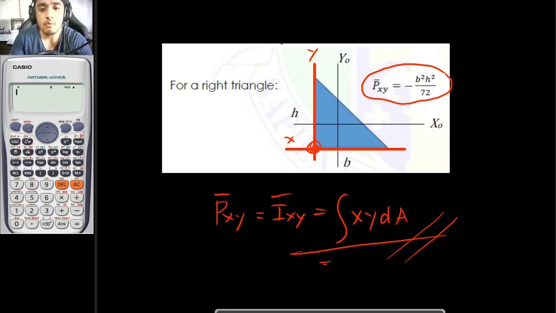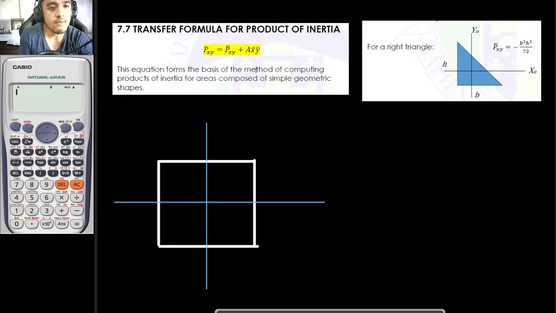But is there a way for you to use this formula instead and transfer it here, similarly with the moment of inertia, wherein we have a transfer formula? The short answer to that is yes, we do have a transfer formula for the product of inertia. Similarly, what we would be doing is getting the centroidal product of inertia, then adding the transfer formula. If you remember, in the moment of inertia, your transfer formula is A d squared. So this is for the moment of inertia: I plus A d squared.